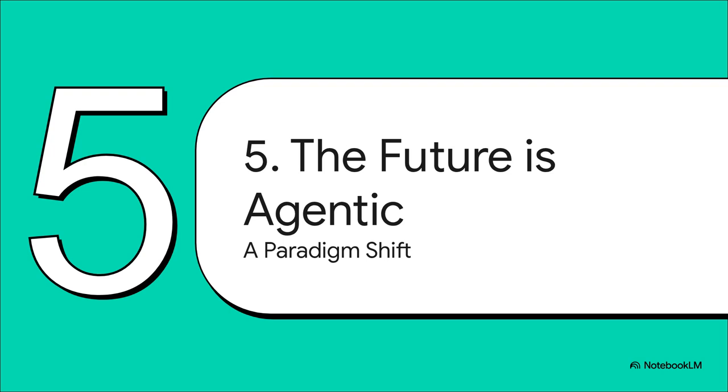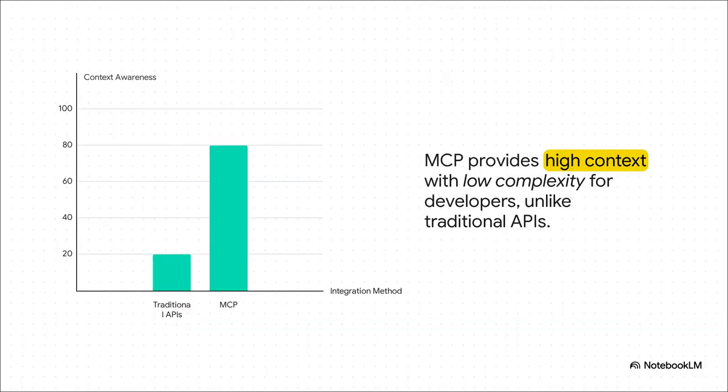So let's zoom all the way out, because this isn't just some neat technical upgrade for developers. This is a fundamental paradigm shift in how we're all going to interact with technology. This chart just says it all, doesn't it? The old way with traditional APIs, you get very little context, and it is super complex to manage. You, the developer, have to do all the heavy lifting. MCP completely flips that on its head. It provides high context, the manager remembers the whole plan, with incredibly low complexity. You just make one smart request.